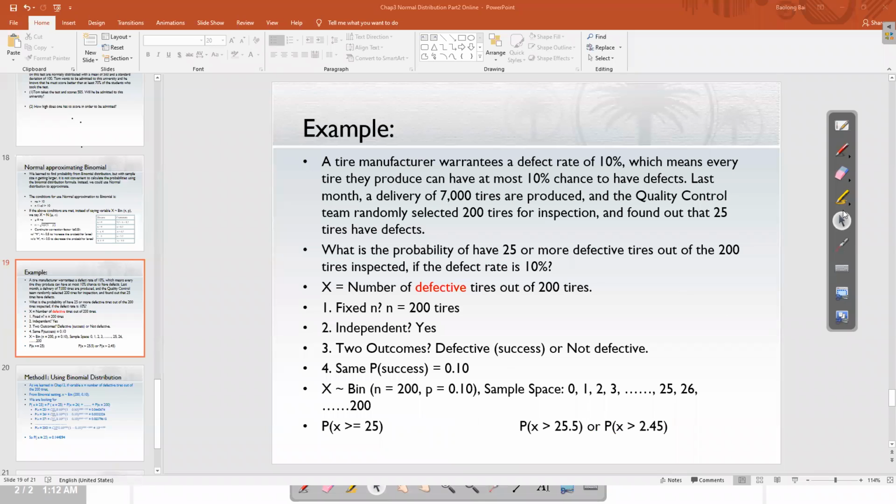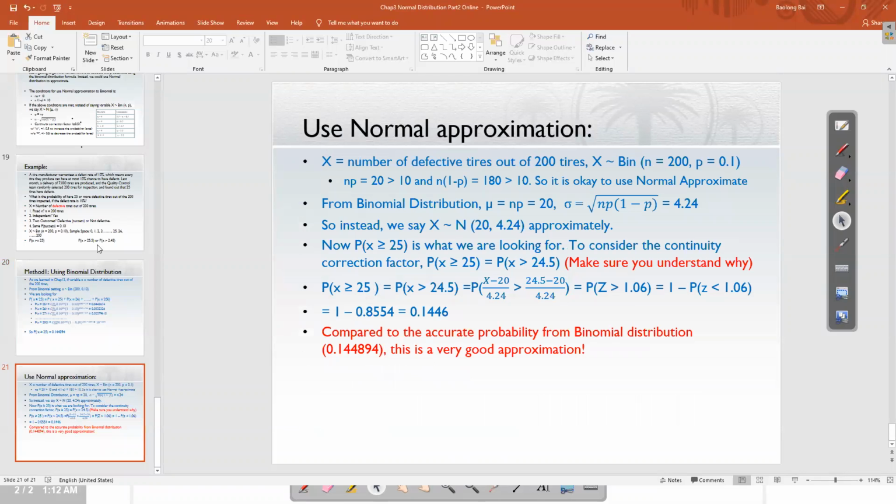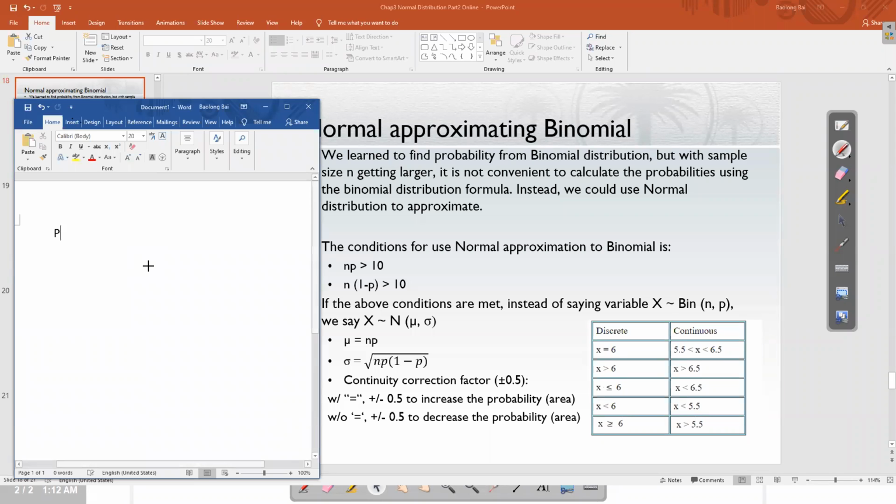So if you want to approximate using different events, you need to go through the same process, and once you do a few of them, it will become easier. When you have a greater than or equal to, you subtract 0.5, but when you have a smaller than or equal to, you add 0.5 basically. So let's think about it. If you have the probability of x smaller than or equal to 25, how are you going to adjust it?